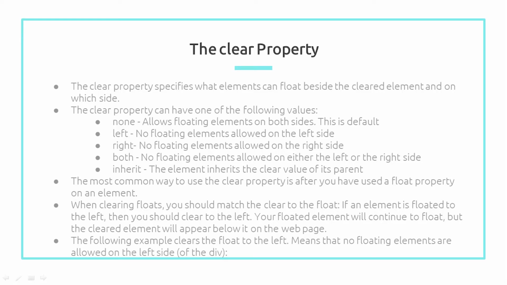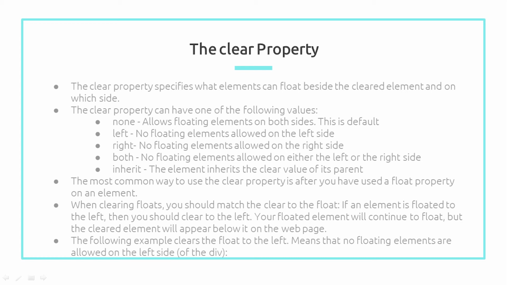The clear property. The clear property specifies what elements can float beside the cleared element and on which side. The clear property can have one of the following values: none, allows floating elements on both sides. This is default. Left, no floating elements allowed on the left side. Right, no floating elements allowed on the right side. Both, no floating elements allowed on either the left or the right side. Inherit, the element inherits the clear value of its parent.